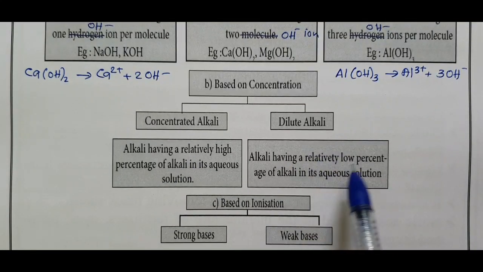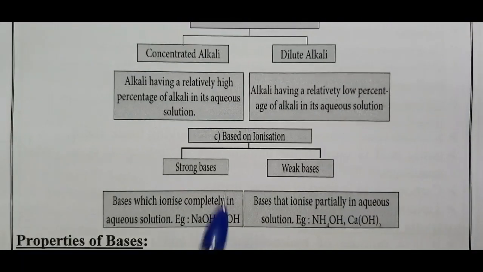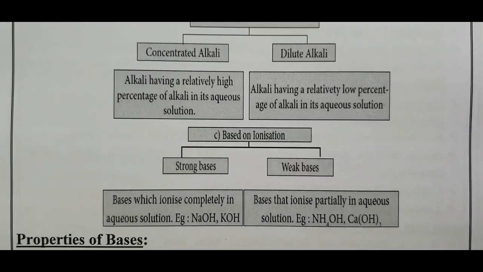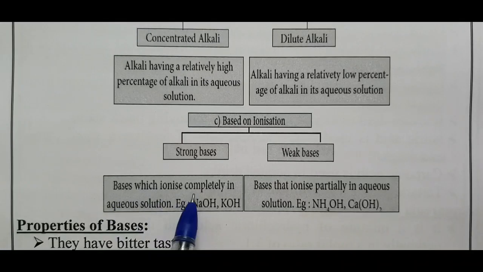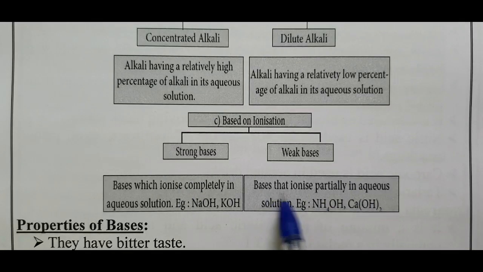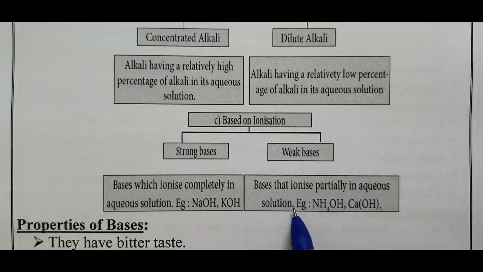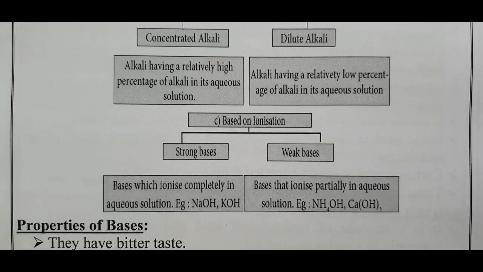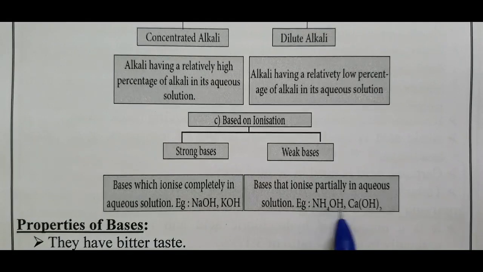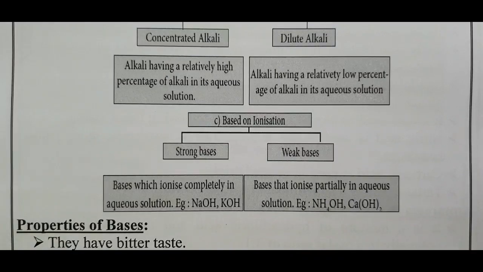In a dilute solution, the amount of alkali is very much less than the amount of solvent. Based on ionization, bases are classified as strong bases and weak bases. A base which ionizes completely in aqueous solution is called a strong base, for example sodium hydroxide and potassium hydroxide. The bases that ionize partially in aqueous solution are called weak bases. Ammonium hydroxide and calcium hydroxide are examples of weak bases.